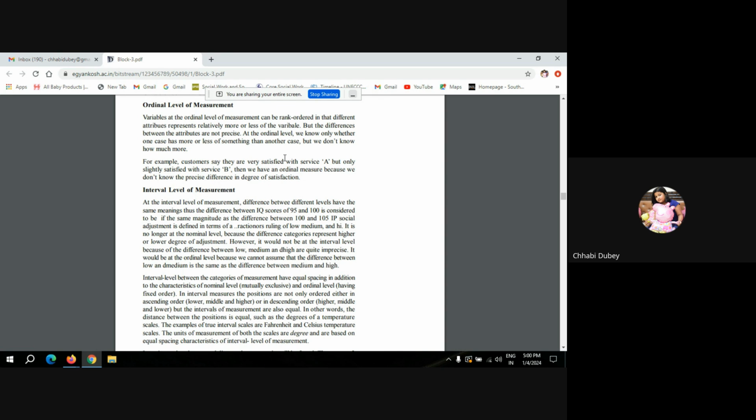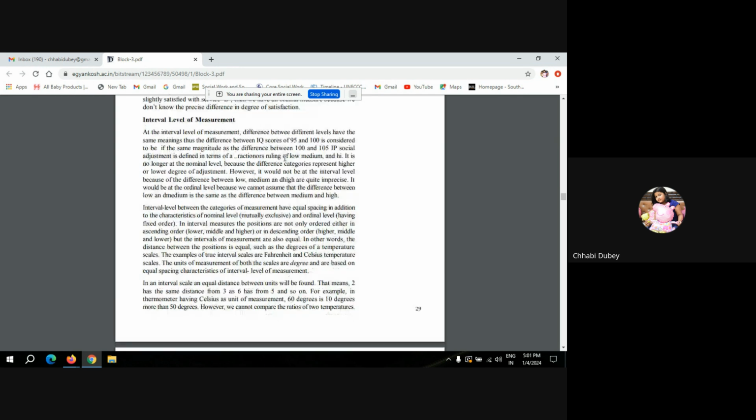Okay. Now, at the interval level, the categories of measurement have equal spacing in addition to the characteristics of the nominal and ordinal levels. In interval measures, we find that the positions are not only ordered, either in ascending order or descending order, but the intervals of measurement are also equal. So this makes it an interval level of measurement.